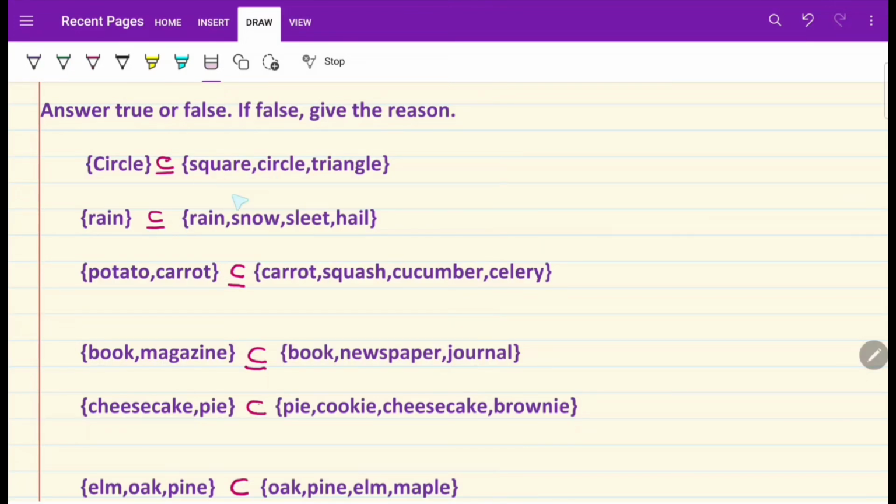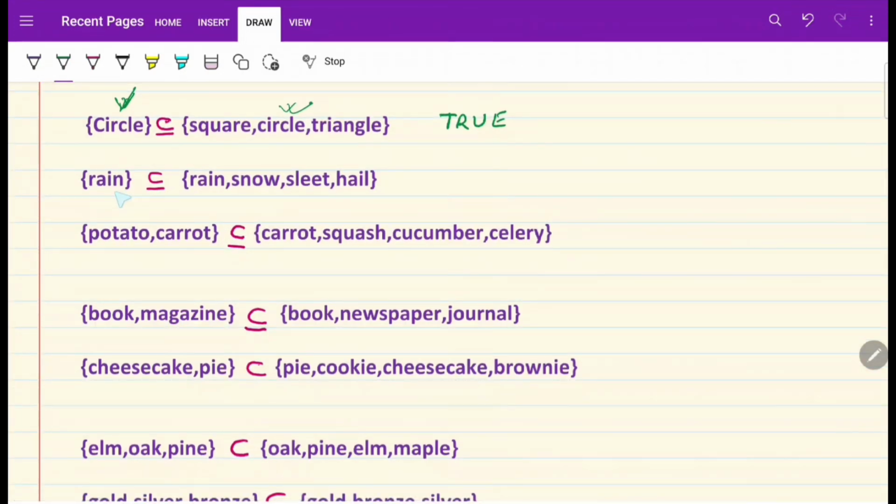In order for something to be a subset, it must have elements from a given set. So the subset has the value circle, has an element circle. So does the set. Therefore, this is a true statement. It's a true statement because the subset has an element which also belongs to the set. Likewise, the next one says this subset containing rain is a subset of the set which contains rain, snow, sleet, and hail.